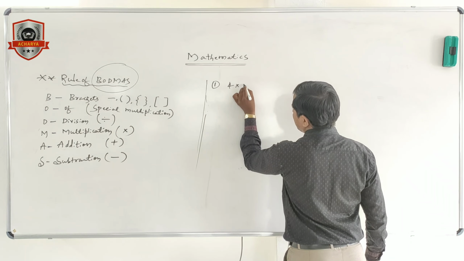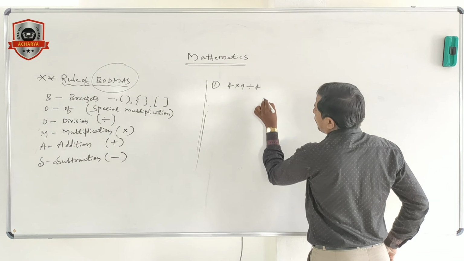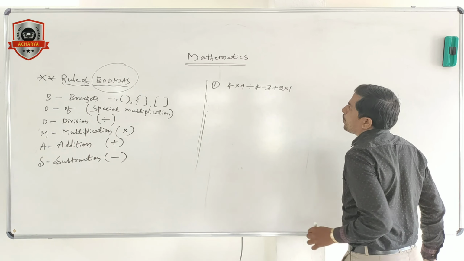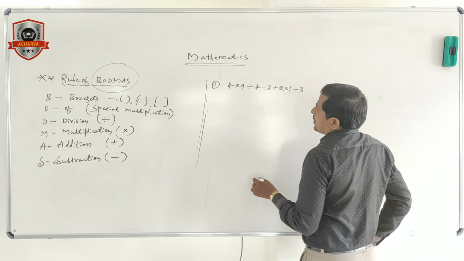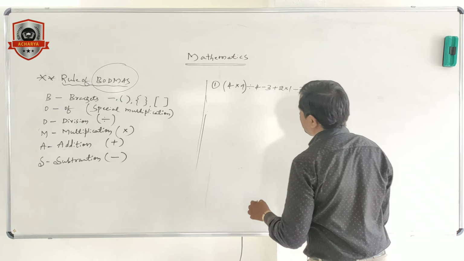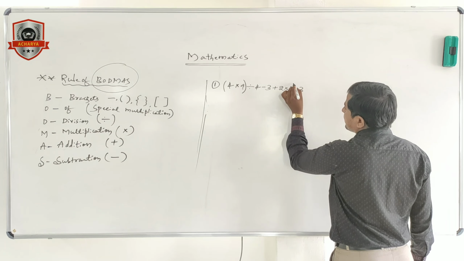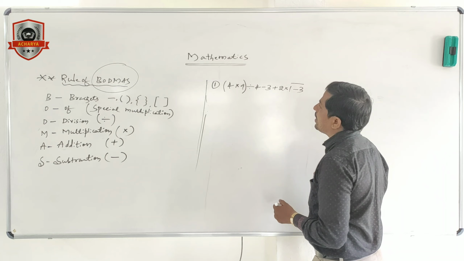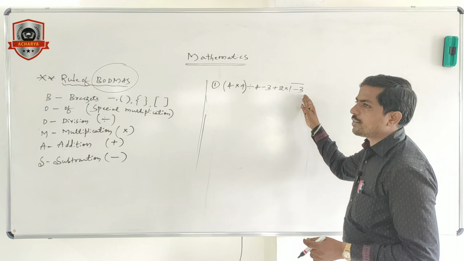4 into 9 divided by 4 minus 3 plus 2 into 1 minus 3. So I can use the problems. Some brackets are here. Then here, this is the bar bracket. So what is the first bracket we have? Bar.